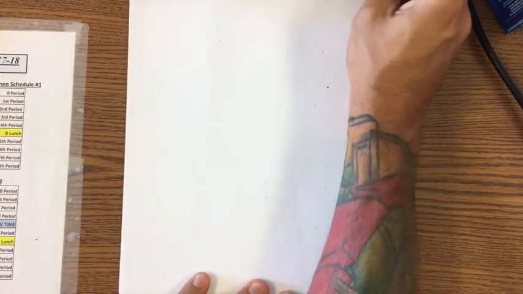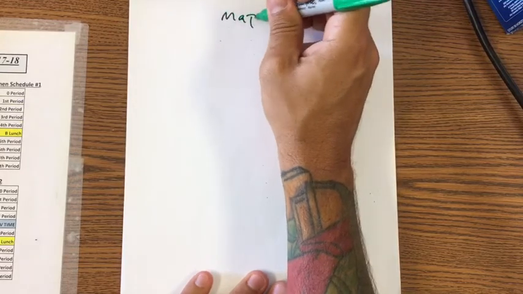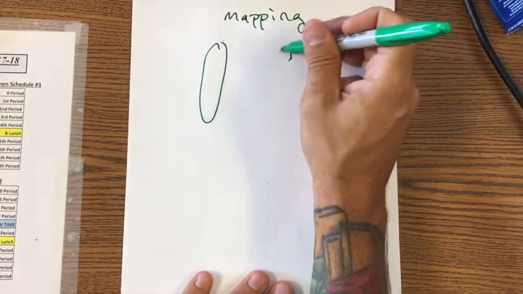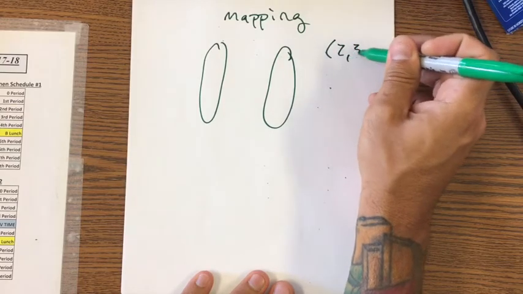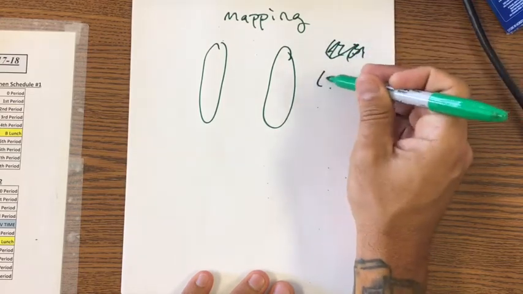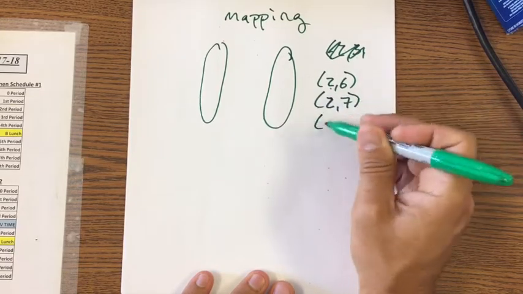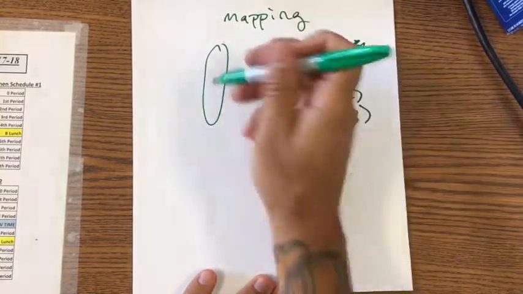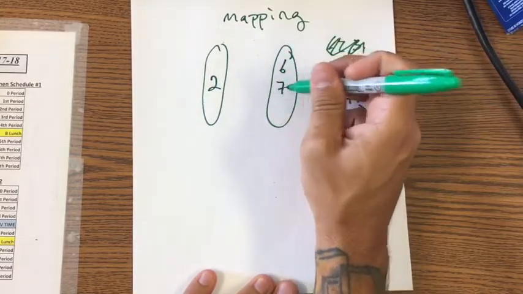Now we do a thing that we call mapping. And mapping is a special way to show the points of a relation or a function. Mapping looks like I put all of my x's here in this, and I put all of my y's here in this. So using the same points I just did, the 2, 6, 2, 7, 2, 8, I'm using different points, I apologize. All of my x's go in here, I only have 2. All of my y's go in here, which is 6, 7, 8.